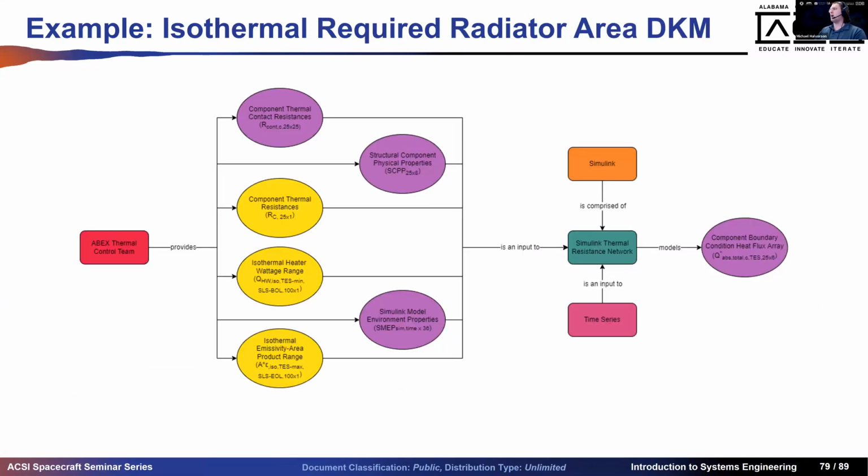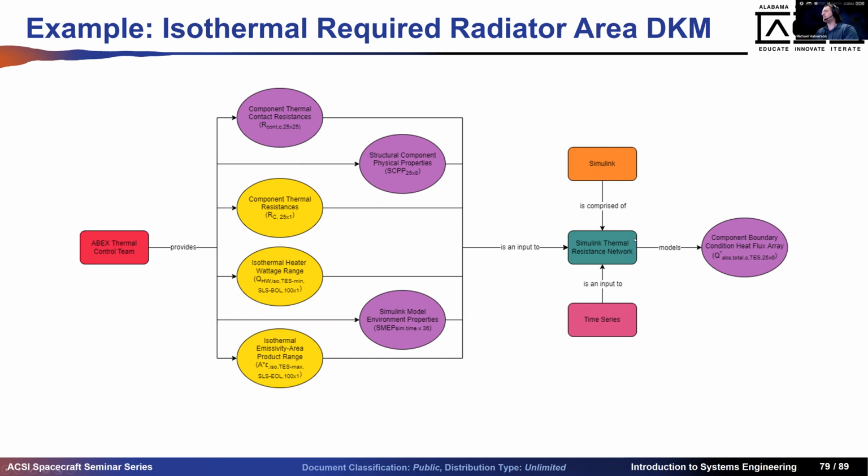Another example that includes models. So these five, they're provided by ABEX's thermal control team. Then you have here, each of these has its own domain knowledge map because it is a knowledge point. Now, component thermal resistances are not technical performance measures. They're not things that we have a target value per se. It's just something that we are using and we can evaluate, but it can still be a knowledge point.